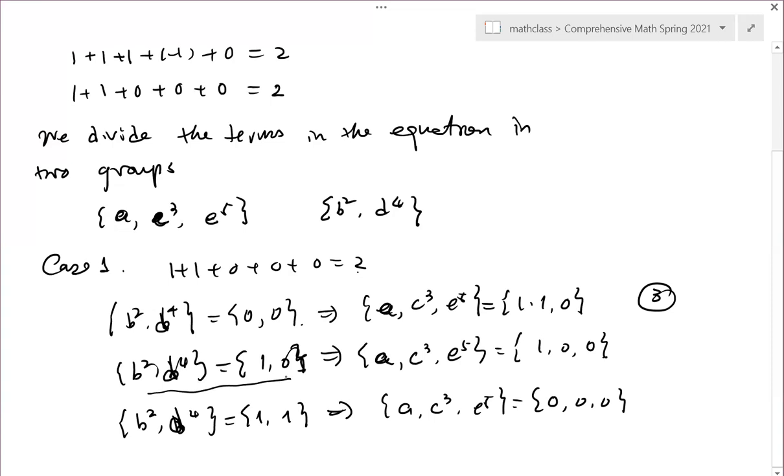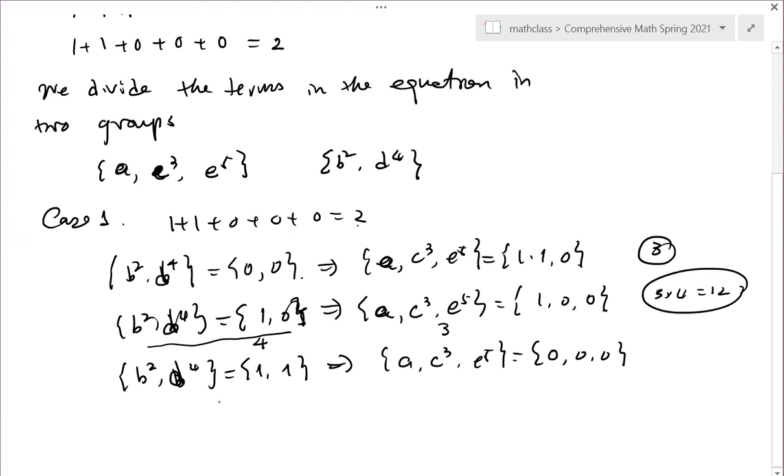Well, if b squared equals 1, then b could be plus or minus 1, right? And if d to the fourth power equals 1, then d is going to be plus or minus 1. So you have four sets of solutions here, and 3 sets of solutions here. So that's why the total combination is 12, because 3 times 4 equals 12.